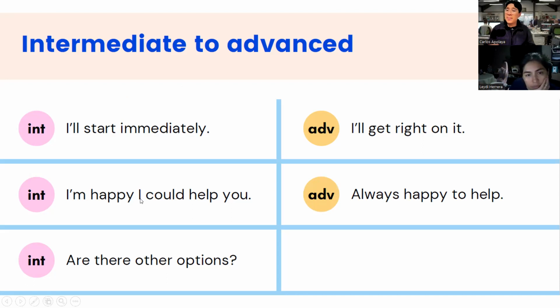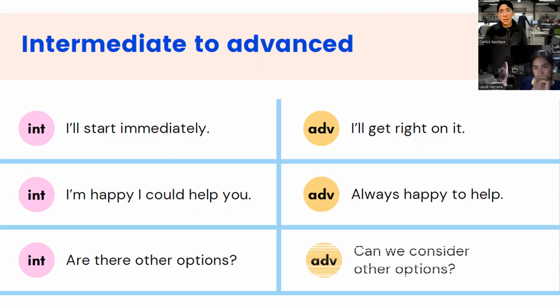Because, do you remember ellipsis? You drop "I'm," because it's obvious who is happy. I'm always happy to help. You can use this. Instead of saying, are there other options? For example, I realized that in Spanish, when the seller or the clerk asks the question, ¿qué quieres? He or she doesn't say ¿qué quieres? They say, ¿qué desea? In English, they don't say, are there other options? They say, can we consider other options? Remember that after "other," we use a plural noun. Do you have any questions up to this point?